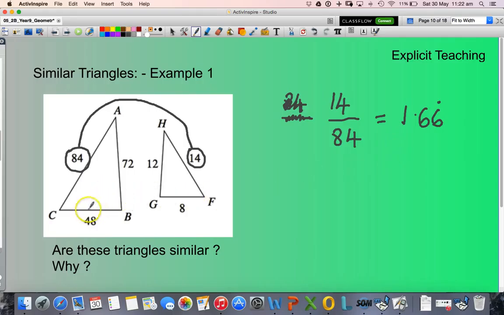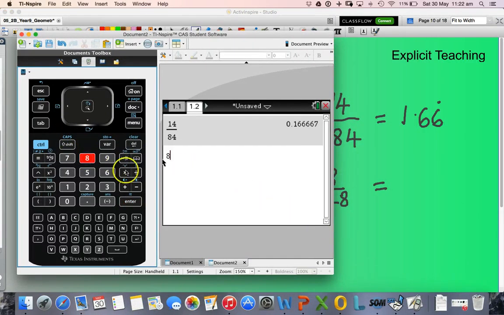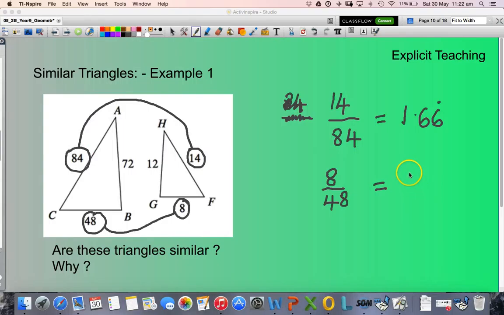So the shortest side over here is the 48. The shortest side over here is the 8. Now let's see whether they can be scaled in the same ratio. So what is 8 divided by 48? That is my scale factor, my ratio. So again, back to my calculator: 8 divided by 48. Again, you can see the same number, 0.166 recurring.